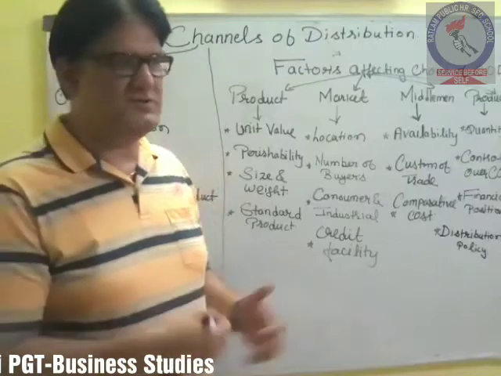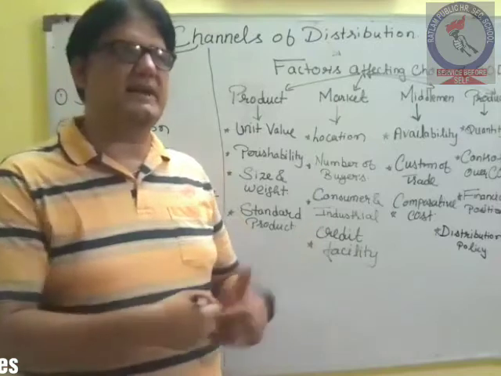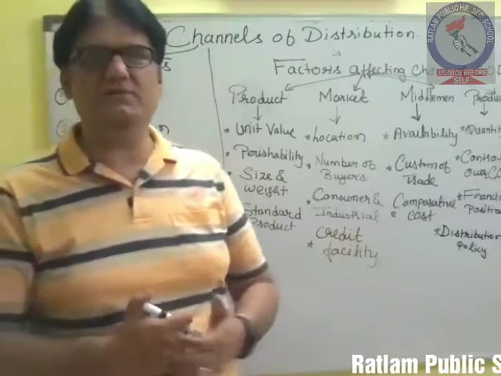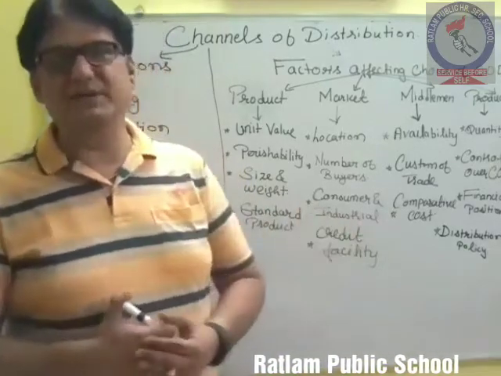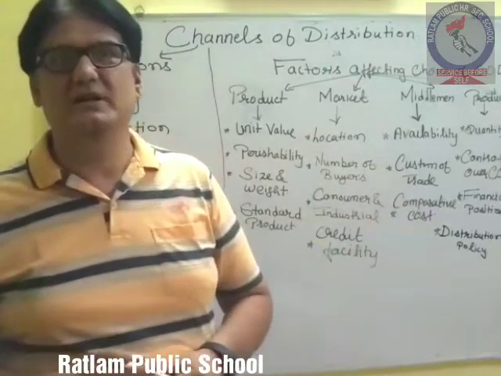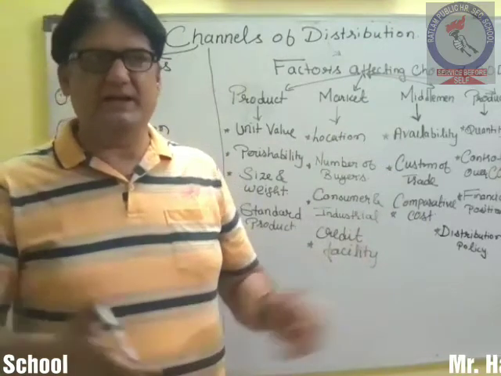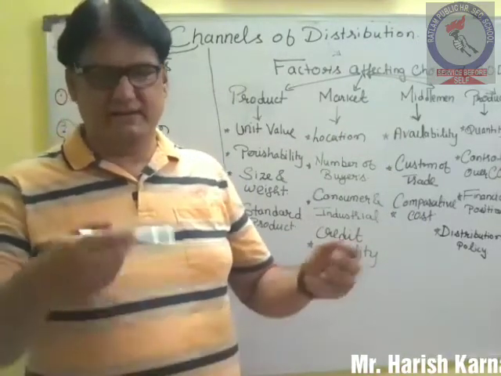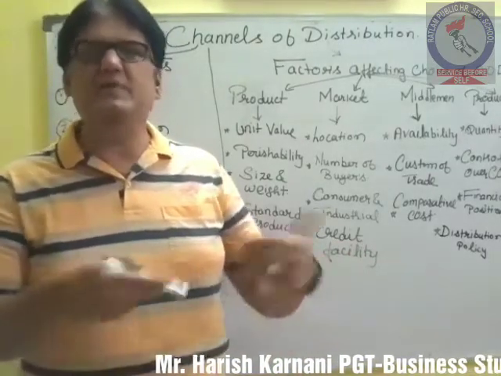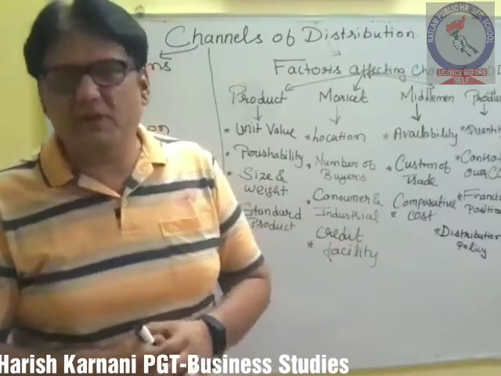But if the size of the goods is not bulky, it can be easily handled and carried from one place to another. So in that case, we can think of a long channel of distribution. All the heavy machinery moves directly from the producer to the consumer. And all the other articles we use in our daily need, like television, refrigerator, cooler, AC, can be moved from one place to another. So there we can make use of the channel of distribution.